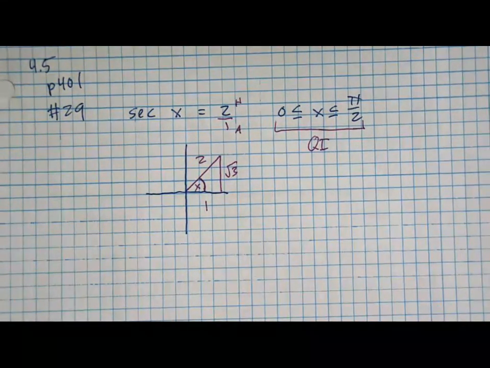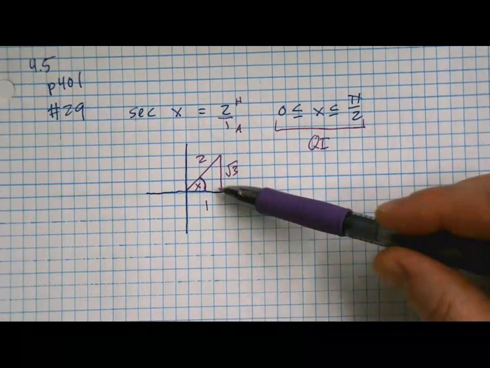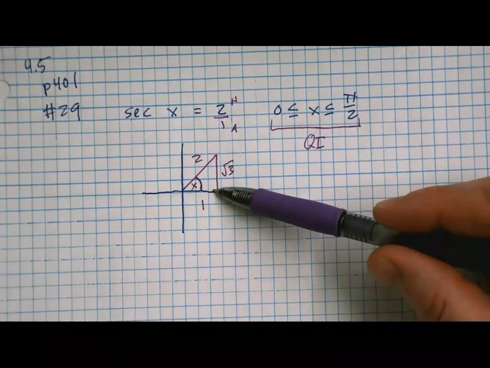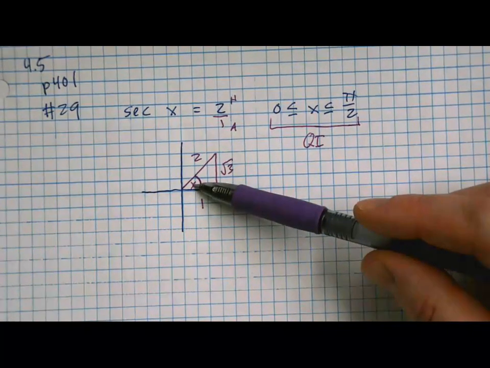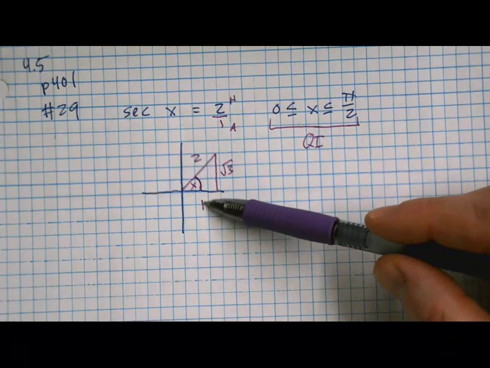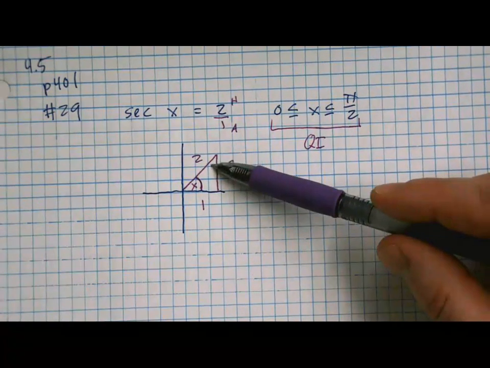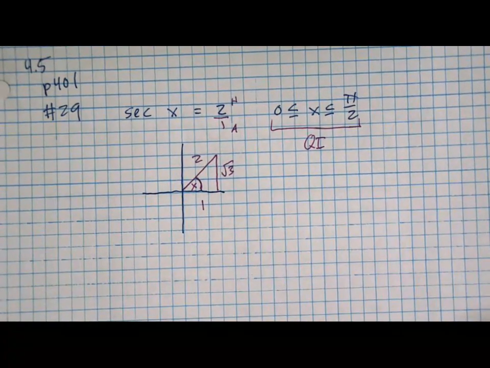So x is definitely not the 90. The 90 is right here. Which one's x? Is it the 30 or the 60? It's the 60. Remember, the bigger side's always across from the bigger angle. 1 is the smallest, so this angle would be the smallest. That's our 30. Here's our 60. So x is 60.